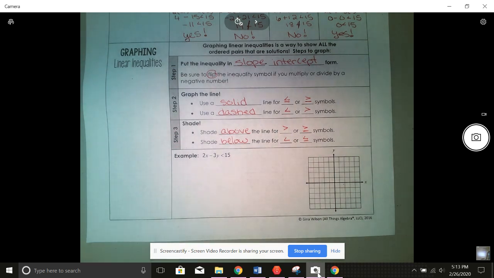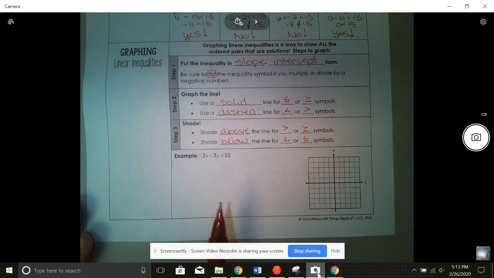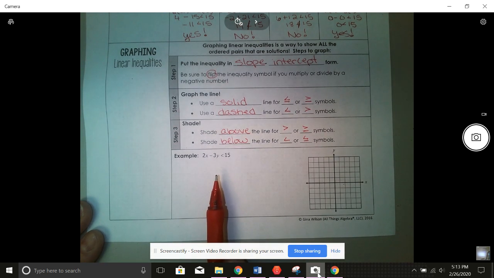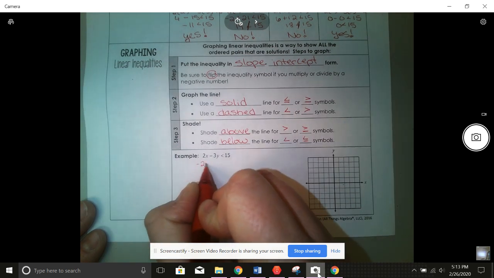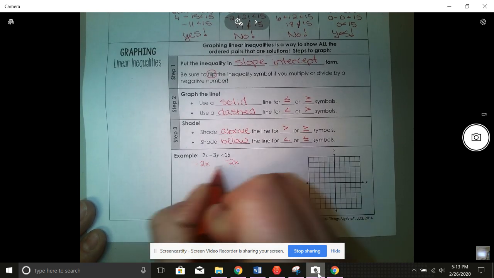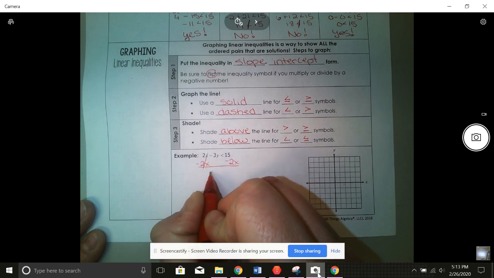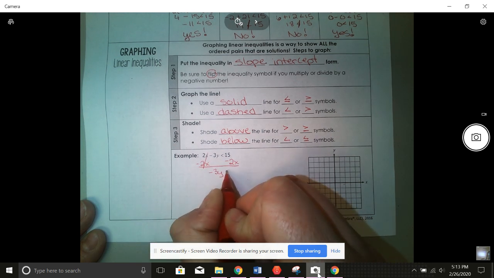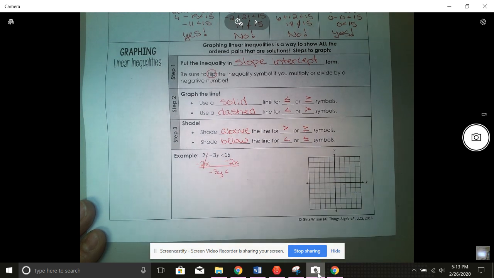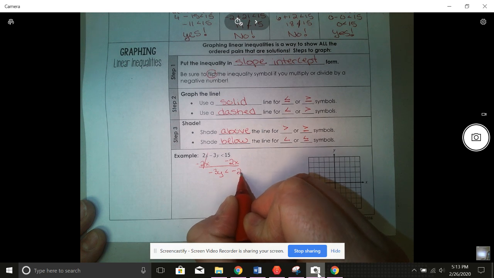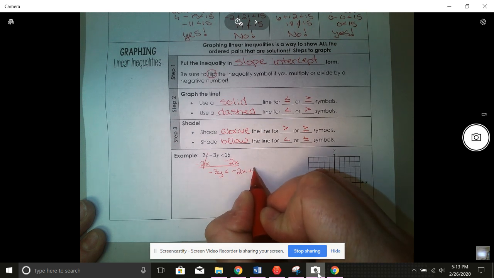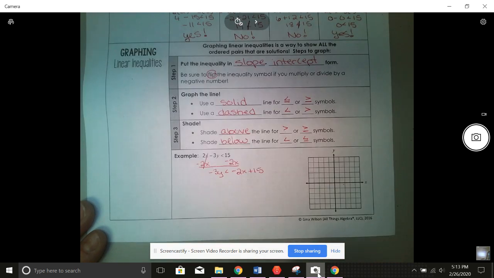So before I can graph, we have to turn this into slope-intercept form. We should be getting really good at that. I'm going to start by subtracting 2x from both sides. That will leave me with a negative 3y. Subtracting is not a reason to flip the sign, so I'm going to leave it at less than. And now I'll write this in slope-intercept order, negative 2x, positive 15.